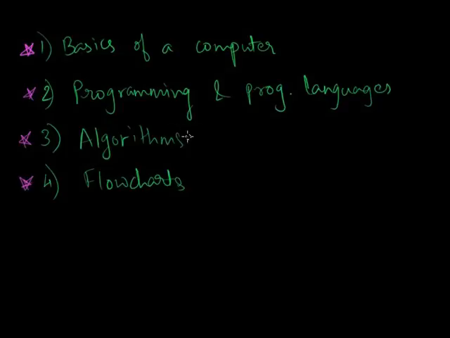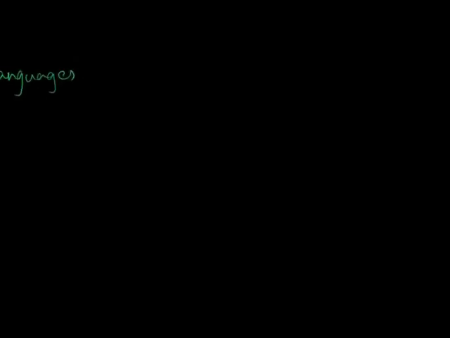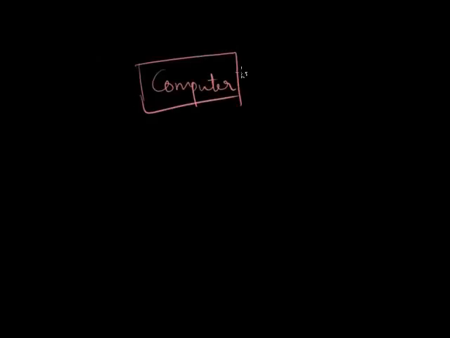Okay, now first of all we need to know what a computer is. So beginning with a computer, so we have a computer. What do we give to the computer? We instruct the computer to perform some task and it gives output. So it gives some output and we give it instructions.